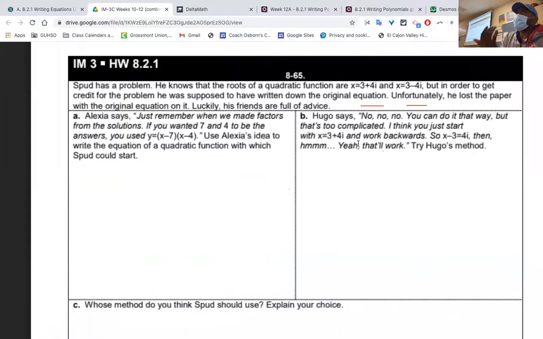Okay, Hugo says, no, you can do it that way, but that's too complicated. I think you just start with 3 plus 4i and work backwards. So here's what he means. You can work backwards as well. So let me give you an example of how to do that. How to do it with the box, but also to work backwards.